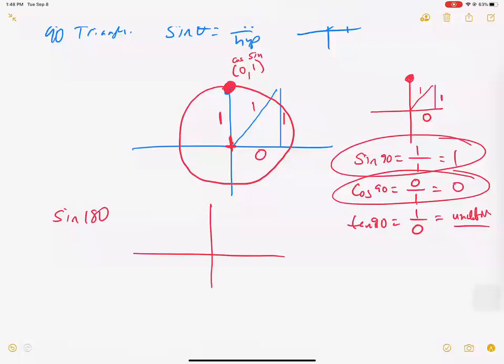You could say, okay, sine is y. 180 degrees is on the floor. Hey, what is your y value of something on the floor? That's 0. But if you don't know, let's draw a triangle here. So I'm gonna draw a triangle like we did before. I'm gonna pull it up.